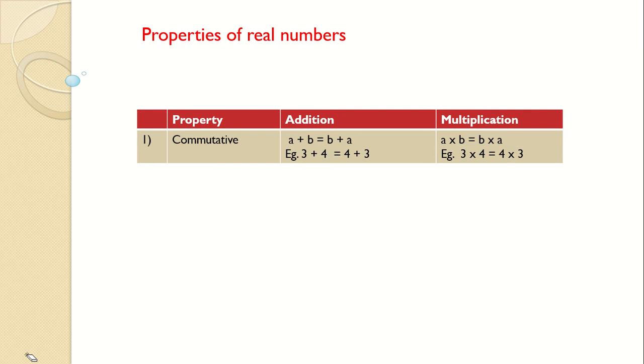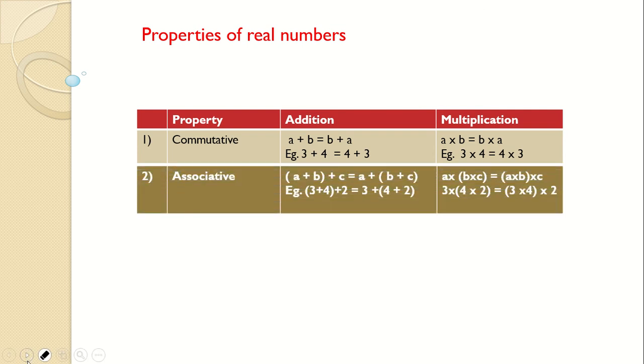Next we come to the associative property. Associative means there are more than two numbers that you are adding or multiplying. The associative property of addition and the associative property of multiplication of real numbers. So when you are adding and there are three numbers, you group the first two and then add the third number, or you group the last two and then add the first number to it. Still the answer is going to be the same.